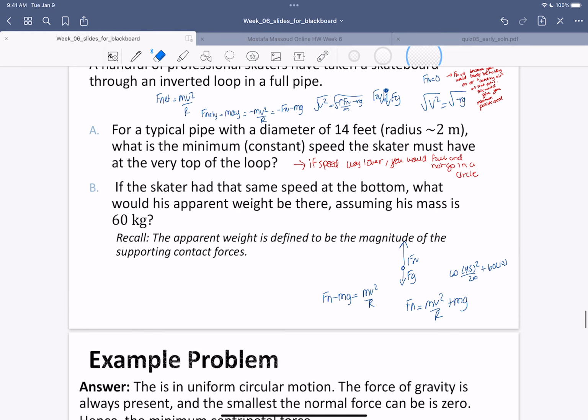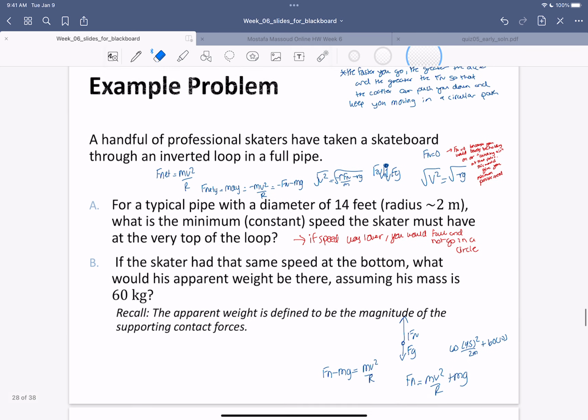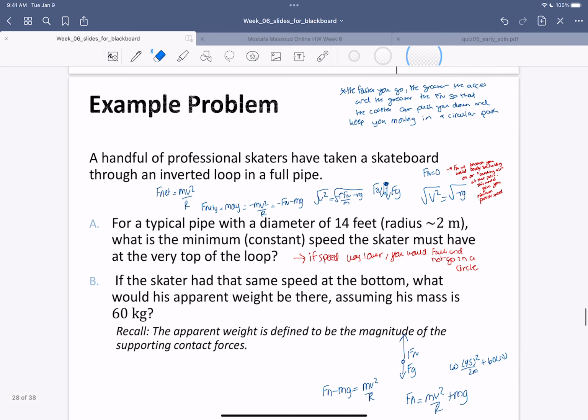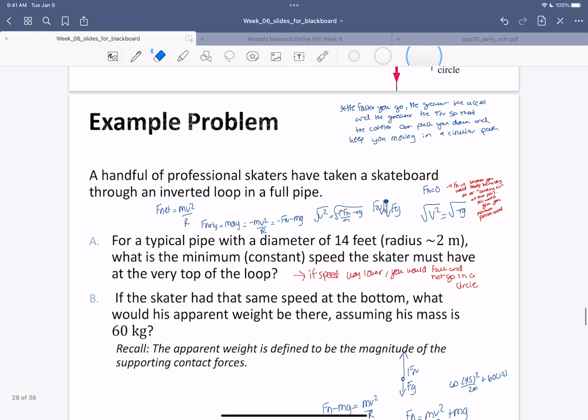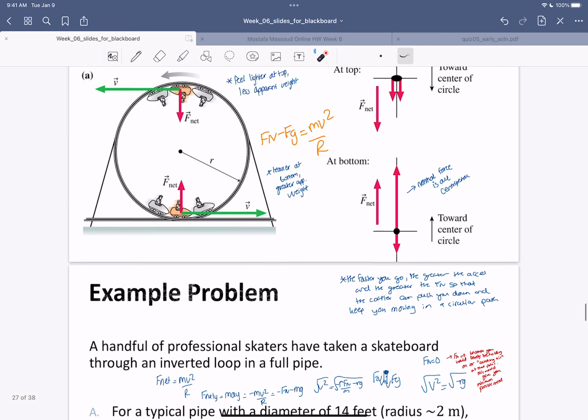I'm kind of running low on time. I want to make sure that I cover the quiz, but this is honestly just more of the roller coaster type problem.